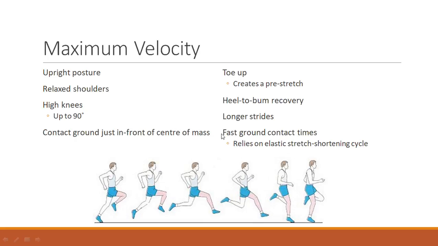Because of that, we have very fast ground contact times because we're running so fast, which means that our maximum velocity sprinting is going to rely heavily on the elastic properties of the muscle tendon unit, particularly the Achilles tendon, in order to use the stretch shortening cycle maximally. Again, using those elastic properties is going to be a lot more efficient and effective than if we were just using our muscular force.